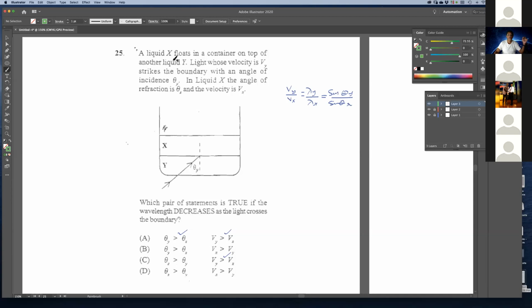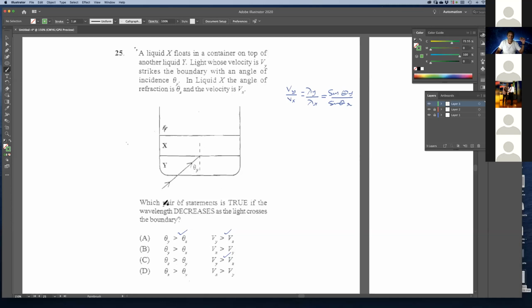Floats on top of another liquid Y. Okay, basically, let's see what we're saying. Material Y, angle theta Y, velocity Vy. Material X, angle theta X, velocity in this medium is Vx. No problem. X and Y different.